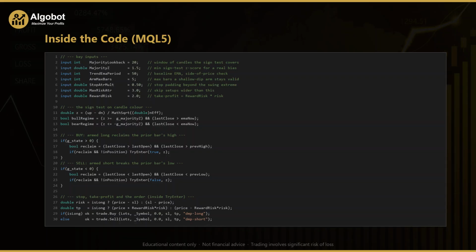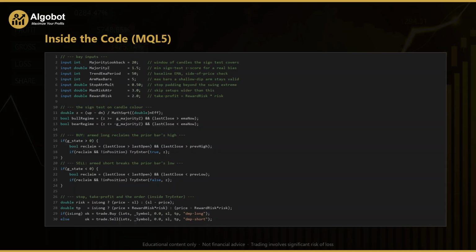In the buy block, when the setup is armed long, the code checks for a reclaim, the last candle closing bullish and above the previous bar's high. If that's true and there's no open position, it calls try-enter for a long. In the sell block, when armed short, it checks for the last candle closing bearish and below the previous bar's low and calls try-enter for a short.